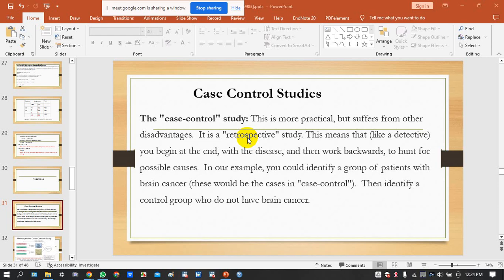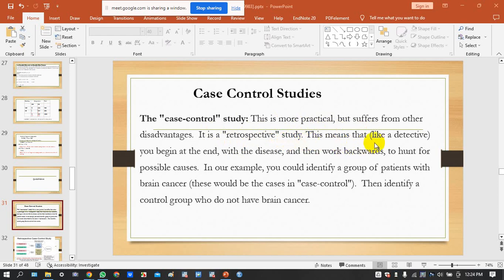So the direction for a case control study is a backward direction, and the direction for a longitudinal or prospective study is a forward direction. The direction for a retrospective longitudinal study is both backward and forward. So the case control study is more practical but suffers from other disadvantages. It is a retrospective study, yes.